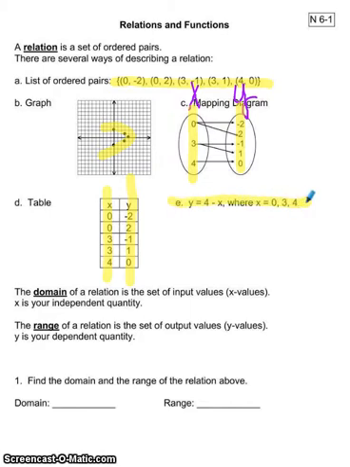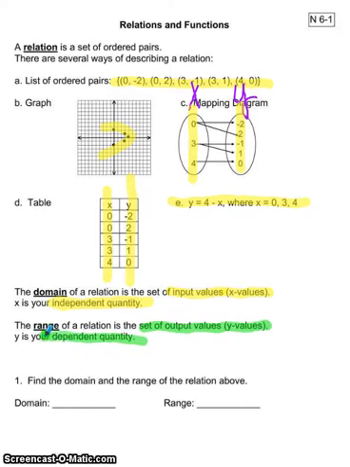Now let's talk about those two words, domain and range. A domain of a relation is the set of input values. So your input values are your x values, and it's also your independent quantity. Then you have your range, which is the set of output values. So you have your output values, which are your y values, and that is your dependent quantity. And we'll go over that a little bit more in class.